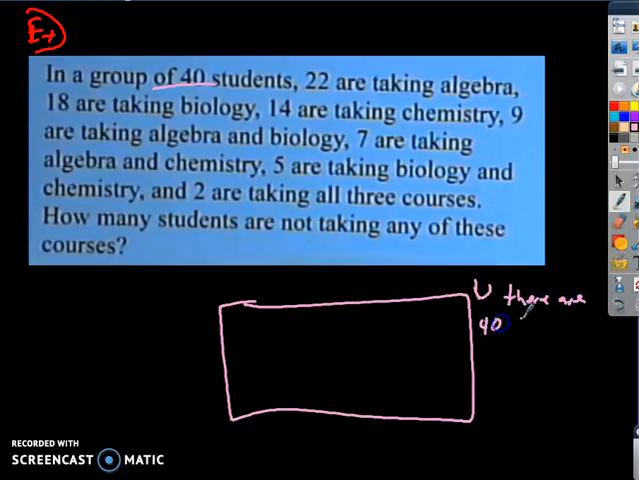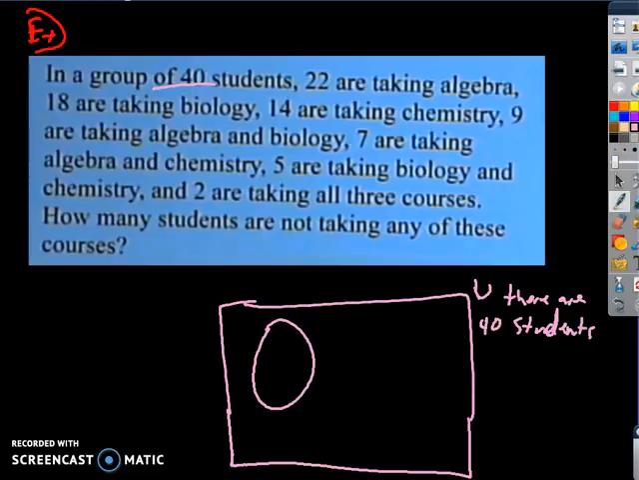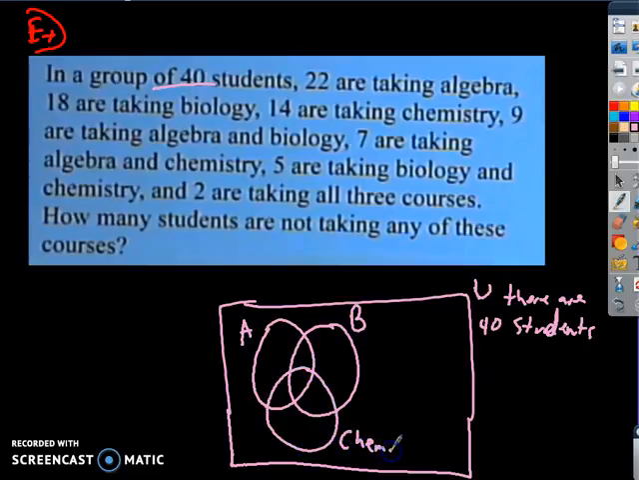Are 40 students in this whole universe. And then I want a group for my algebra students. Make my bubble bigger. I'm going to use the A for algebra. And then I'm going to make a group for my biology students, B for biology. There's going to be a group for my chemistry students. All right, chem for chemistry.